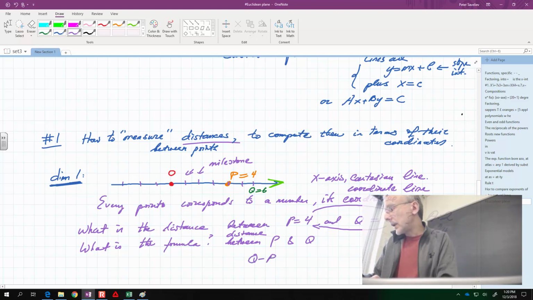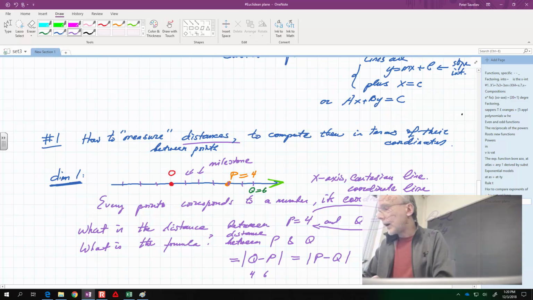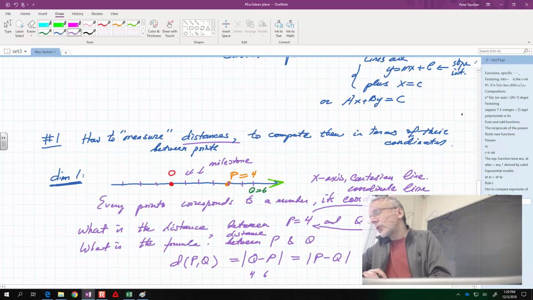Q minus P. But what if Q is equal to 4 and P is equal to 6? It is the absolute value. So the correction is the absolute value of P minus Q, which is the same as the absolute value of Q minus P. Okay, so it's the same thing. The distance from P to Q is the same as the distance from Q to P, and is defined to be simply the absolute value of the difference of the two numbers.